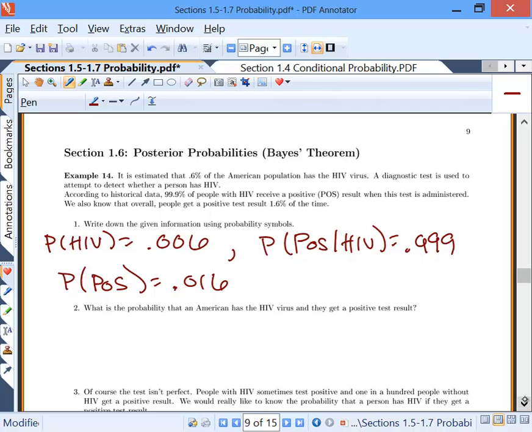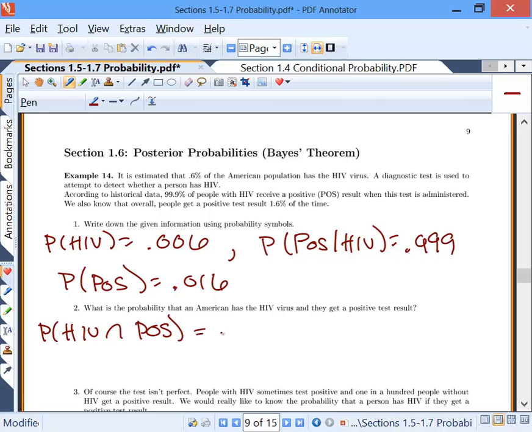Okay, so we can find a couple different things. We know how to do quite a few different things with this data. So like, what is the probability that an American has the HIV virus and they get a positive test result? That's asking me for the intersection. So we want the probability of HIV and positive. Do you have a formula for the intersection? The given equation, the given equals the intersection over. Okay. So we have a probability for the conditional equals the probability of the intersection over the probability of the given, okay, which we rearrange to get our multiplication rule.